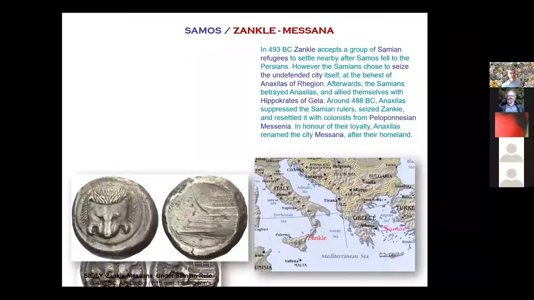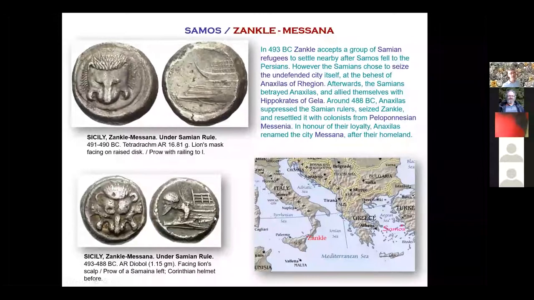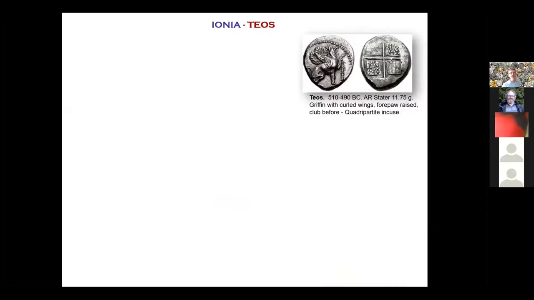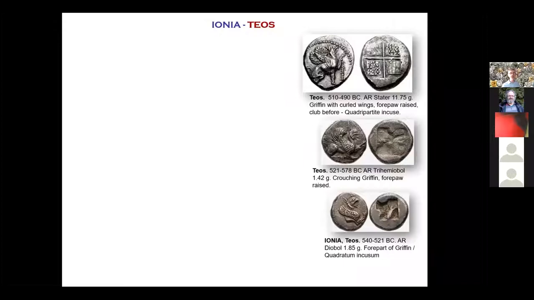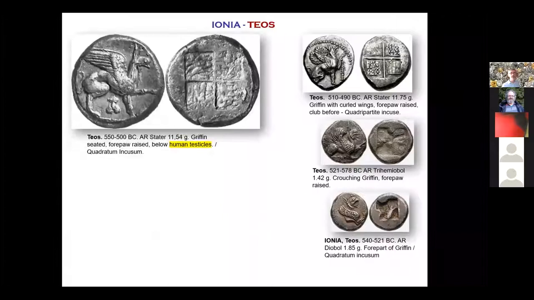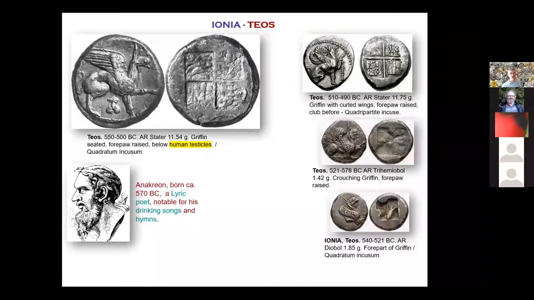And you see the Samian influence on the early coinage of this city. Another Ionian city worth mentioning is Teos. They also chose a griffin as the symbol of their city and minted coinage in at least five denominations. And it is the city of Anacreon, a lyric poet notable for his drinking songs and hymns.